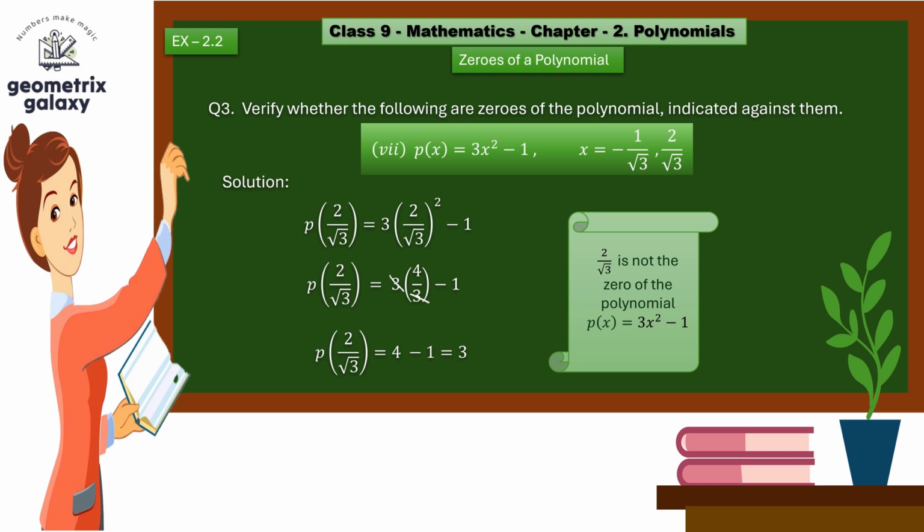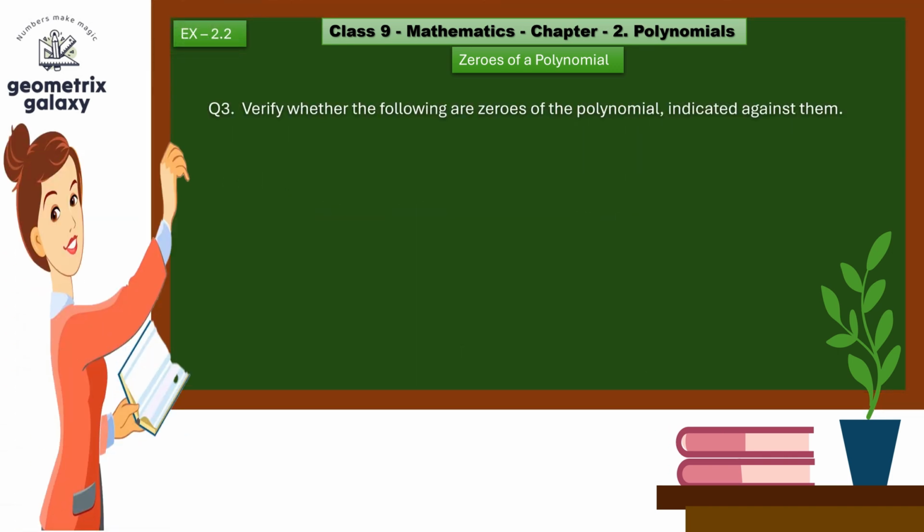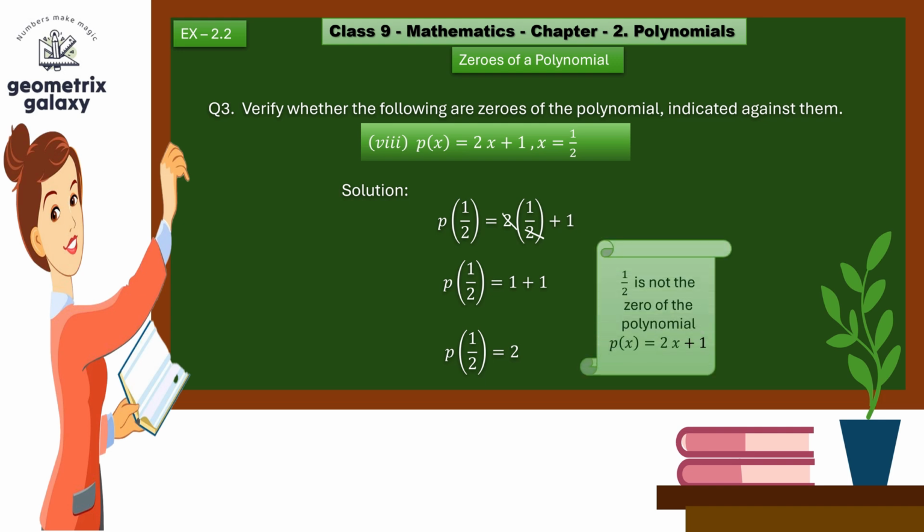The eighth subdivision is p of x is equal to 2x plus 1, where x is equal to 1 by 2. Now let us see what is p of 1 by 2. It is equal to 2 into 1 by 2 plus 1. Just replace x by 1 by 2. 2 in the numerator and denominator will get cancelled, and we are left out with 1 plus 1. 1 plus 1 is equal to 2. Therefore p of 1 by 2 is not equal to 0. We can conclude that 1 by 2 is not the zero of the polynomial p of x is equal to 2x plus 1.